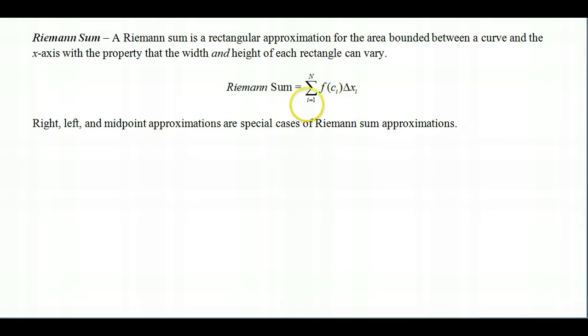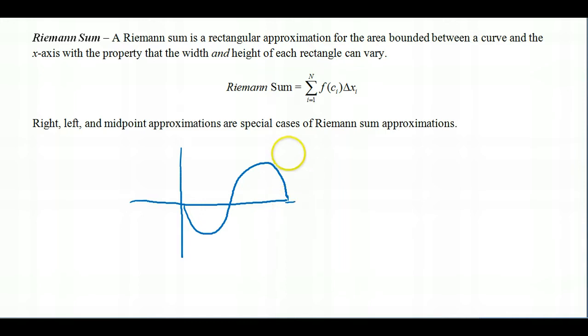Here I'm not going to get too specific about this formal definition. What I want to do instead is a graphical representation of what this definition says. It says that a Riemann sum is a rectangular approximation for the area bounded between a curve and the x-axis. So let's draw one such curve. Let's just do a little bit of a sketch here. Let's say we have this curve, and we're trying to determine what the area is that's bounded between this curve and the x-axis.